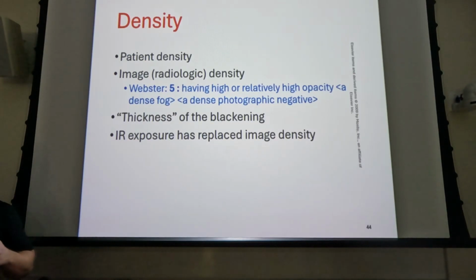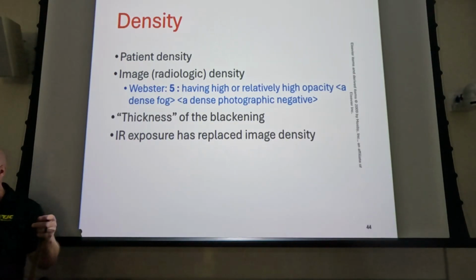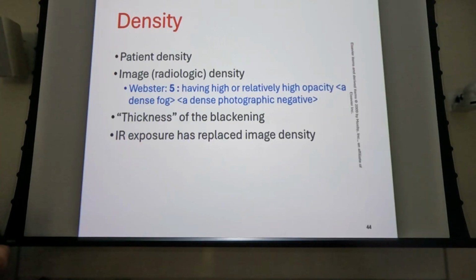So density applied to radiography is kind of the same thing. How thick is something? How thick is the darkening of the image versus how thick is the tissue type? Patient density is just that: how hard is it to penetrate through. So bone is more dense than soft tissue. Soft tissue is more dense than air.